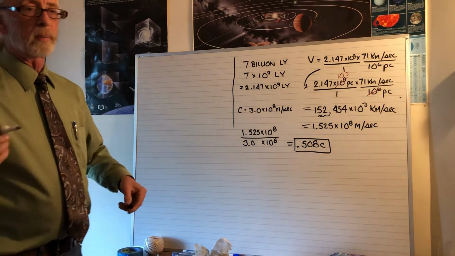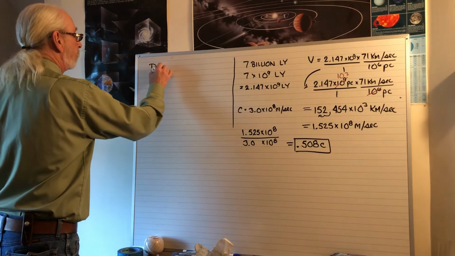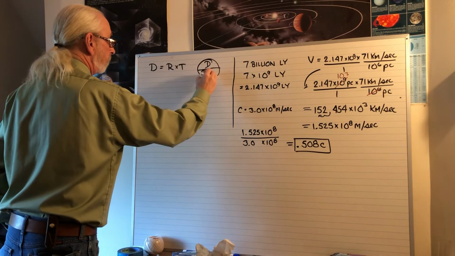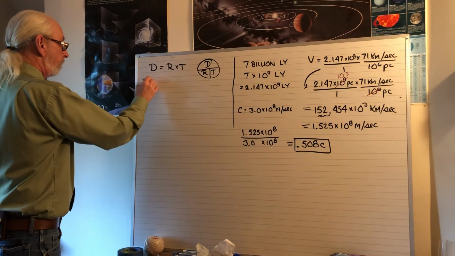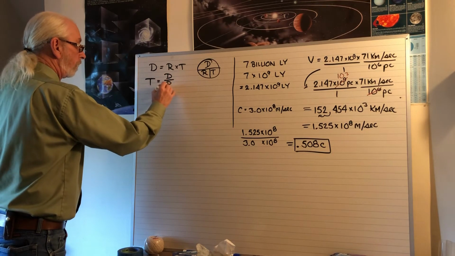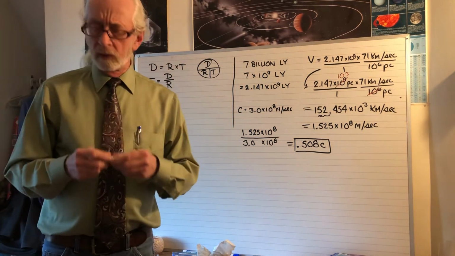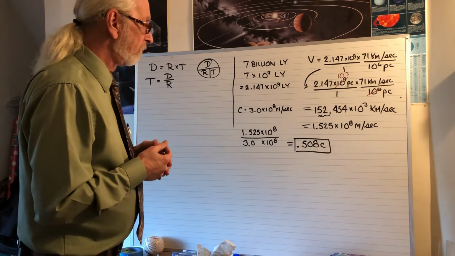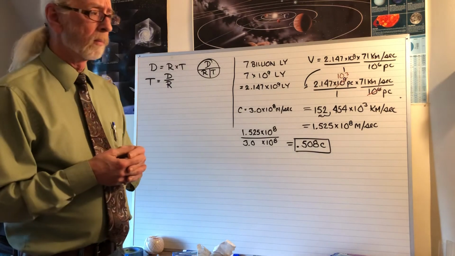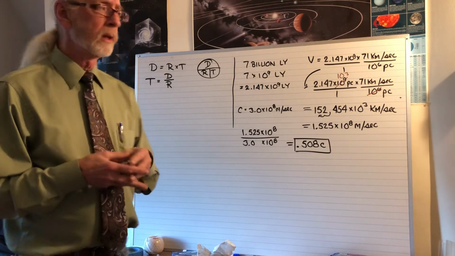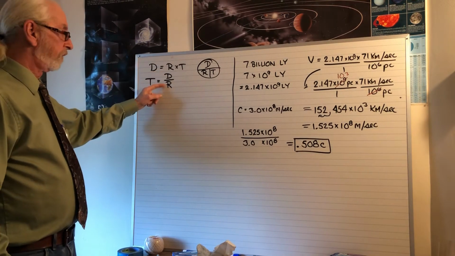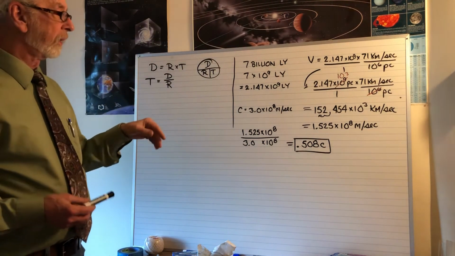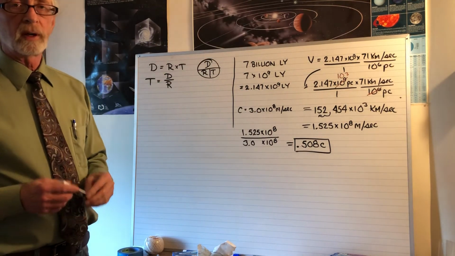Here's the very first physics you ever learned back in grade school. Distance equals rate times time. That tells us that time equals distance over rate. So if I told you that there was a vehicle moving directly away from us at 50 miles per hour, and it was 100 miles away, you could do distance, 100 miles, over rate, 50, to tell us that that car had been moving away from us for 2 hours. So using that idea, let's figure out how long this galaxy has been moving away from us.